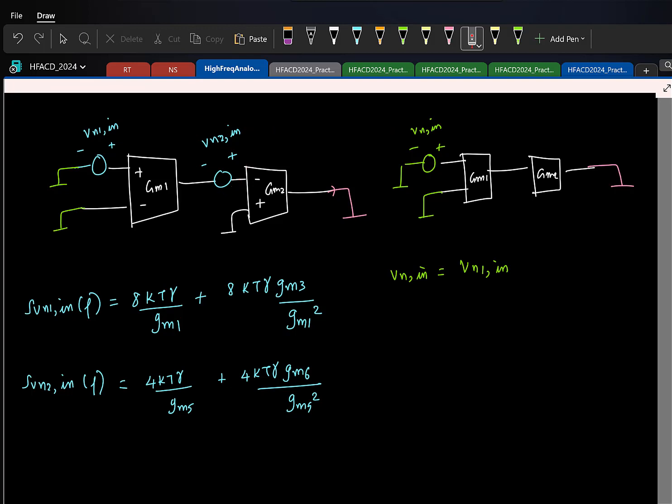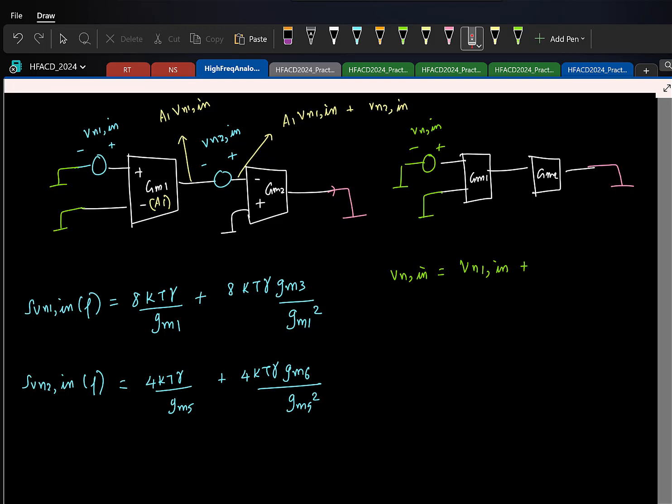So again, there are different ways you can look at it. Maybe we'll do this. Let's say I look at the voltage here. Let us say this has a gain of A1. What will be the voltage here? A1 times Vn1,in. So the question is, I already added Vn1,in at the input. That will give rise to the first term. So what should be the term I should add here? That will give rise to the second term Vn2,in.